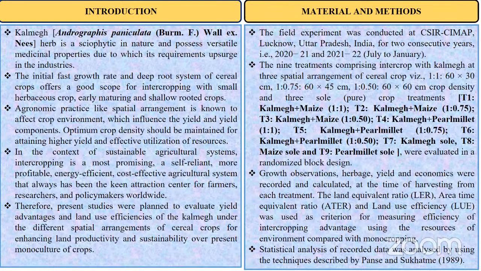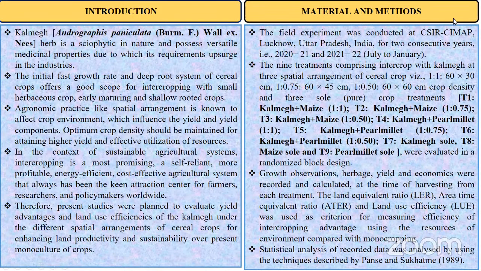In the context of sustainable agricultural systems, intercropping is the most promising and self-reliant, more profitable, energy efficient and cost-effective agricultural system that has always been a keen attraction for farmers, researchers, and policymakers worldwide. Therefore, our present studies were planned to evaluate the yield advantages and land use efficiency of Kalmegh under different spatial arrangements of cereal crops, for enhancing land productivity and sustainability over the present monoculture system of crops.